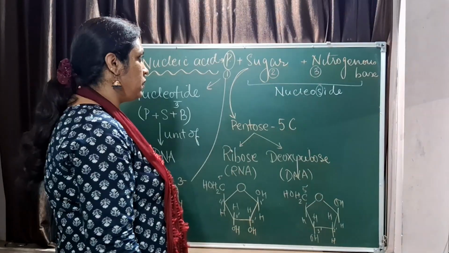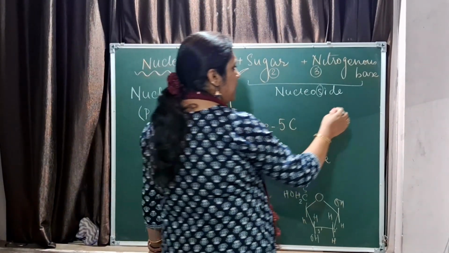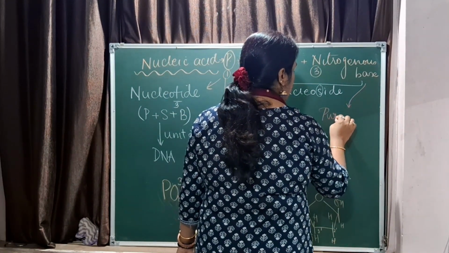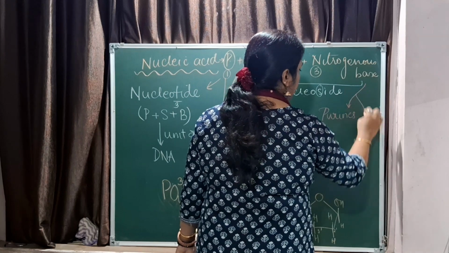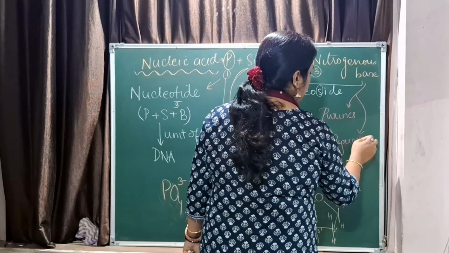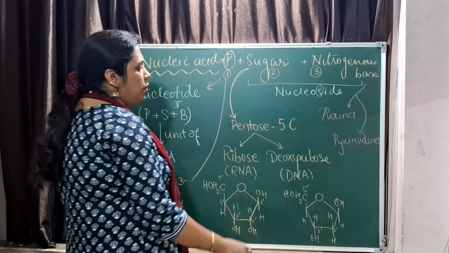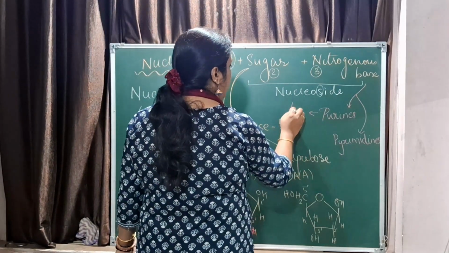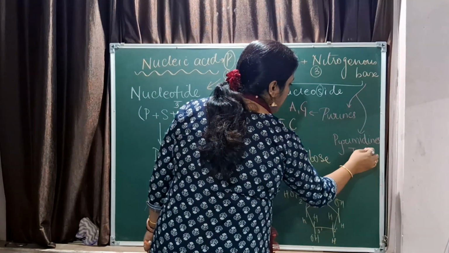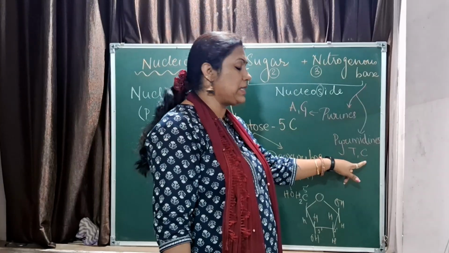Is that clear? The next component of the nucleic acid is the nitrogenous base. Nitrogenous bases are basically of two types, purines and pyrimidines. Purines and pyrimidines. Is that clear? What are purines? You have to know the names A and G. And what are pyrimidines? T and C. Adenine, guanine, thymine and cytosine.